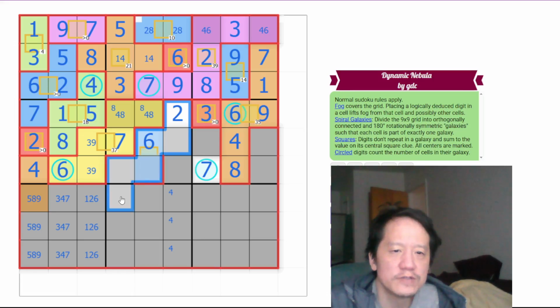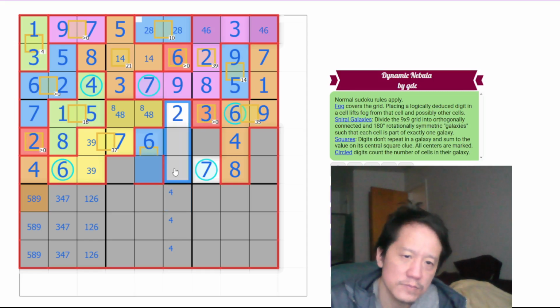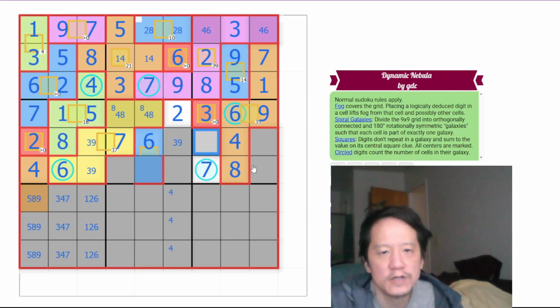This could be part of this galaxy here. We don't know. Remaining digits in row 5 have to be 1, 3, 5, and 9. But 3 and 9 cannot be here. Therefore, this is 3 or 9. We have 1, 5, and 1, 5. This can't be 1 because of that 1, so this must be 5, which makes this a 1. This is a center of its own galaxy. So this is red.